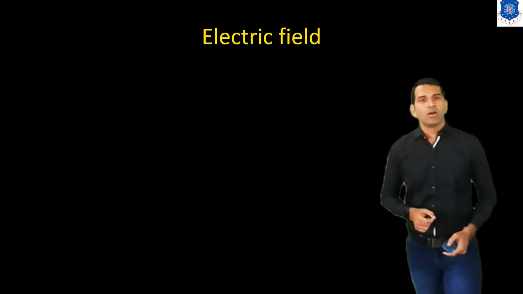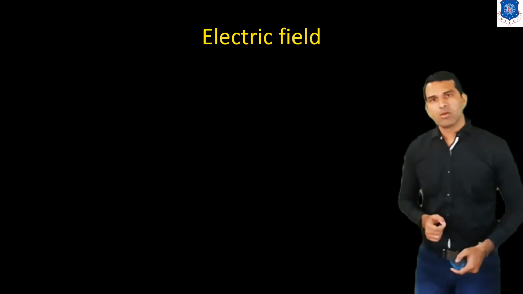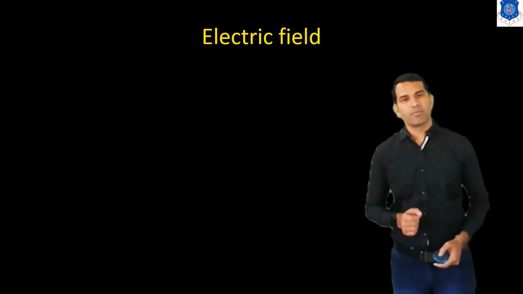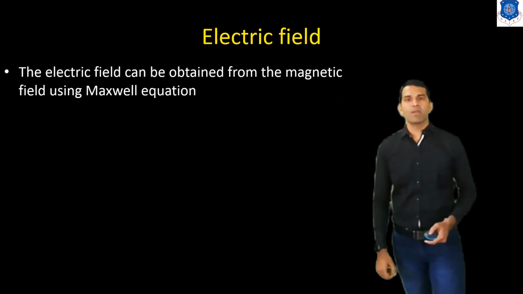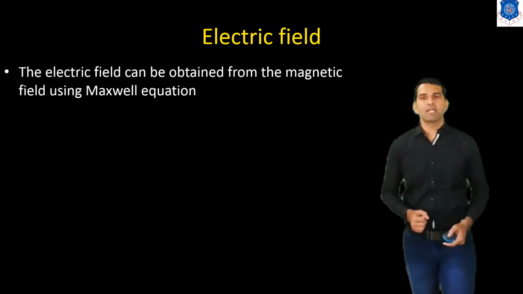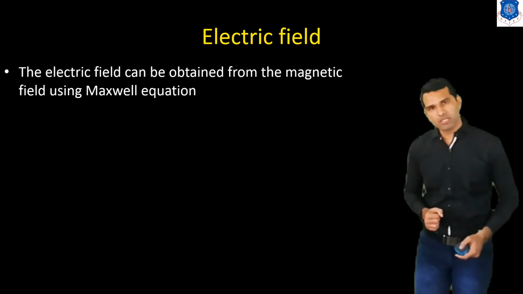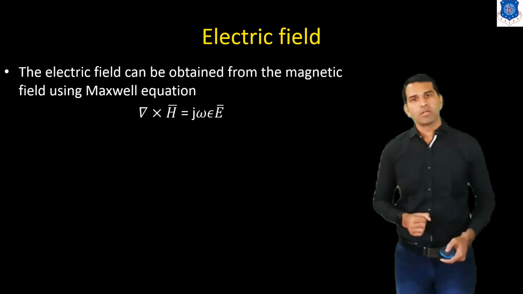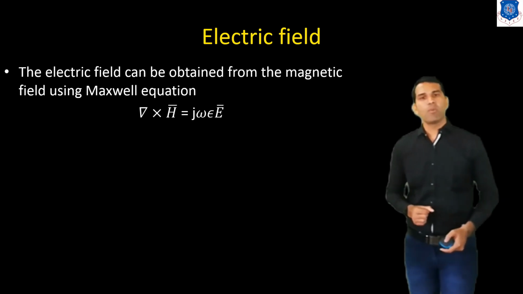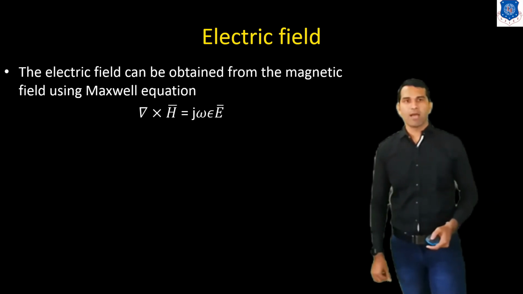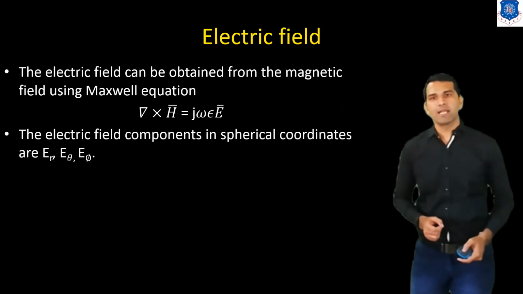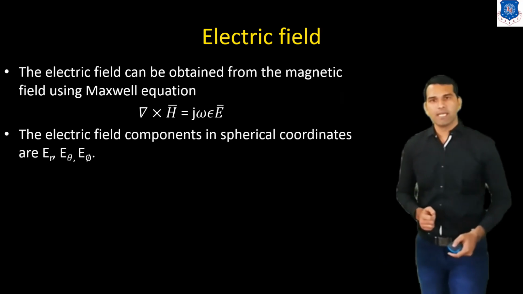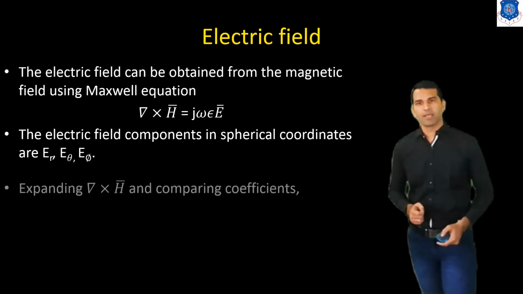Now to analyze this dipole, third, we find out the electric field or the electric component. The electric field can be obtained from the magnetic field using the Maxwell equation: del cross H is equal to j omega epsilon E. We have this equation. The electric field components in spherical coordinates are E_r, E_theta, E_phi.